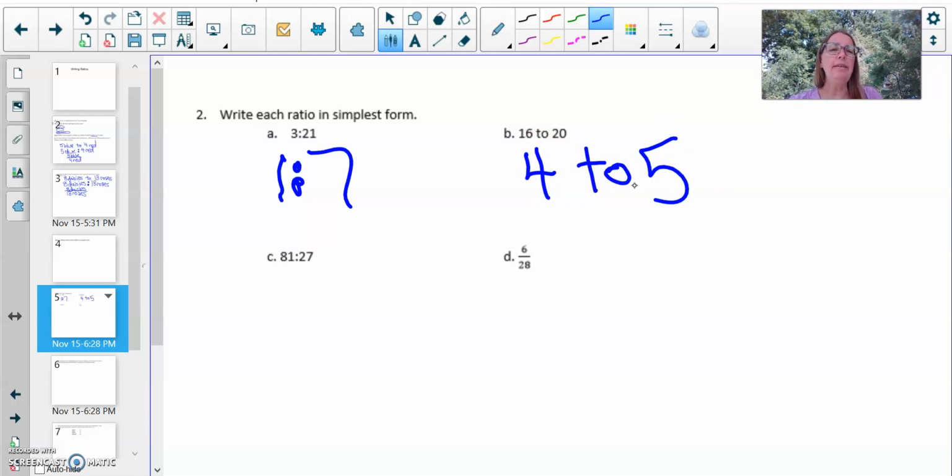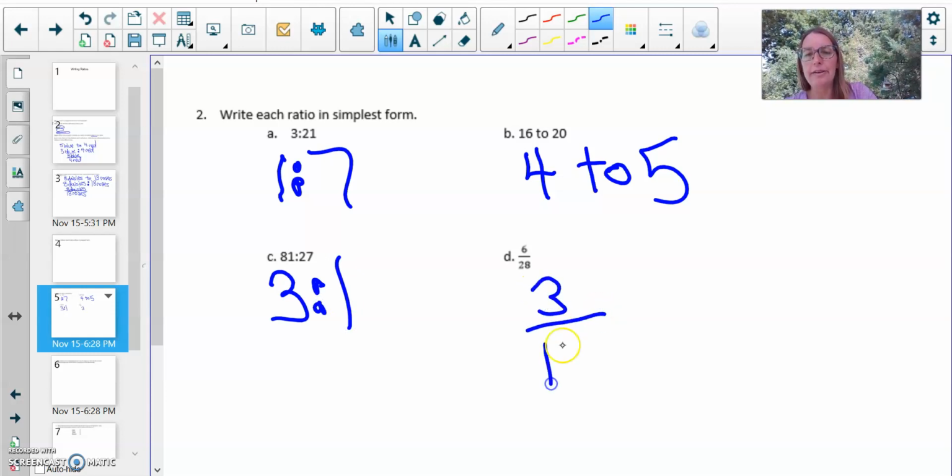81 to 27, each of these terms can actually be simplified by 27 itself, so that simplifies to 3 to 1. And 6 to 28 can be reduced by a factor of 2, so that would simplify to 3 to 14.